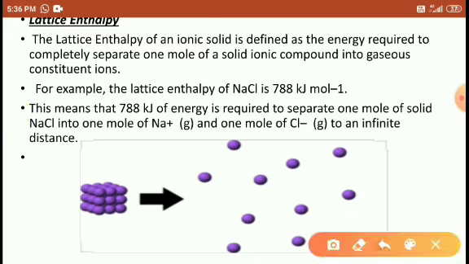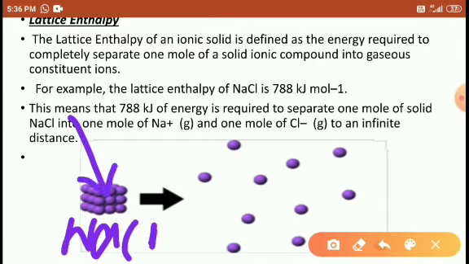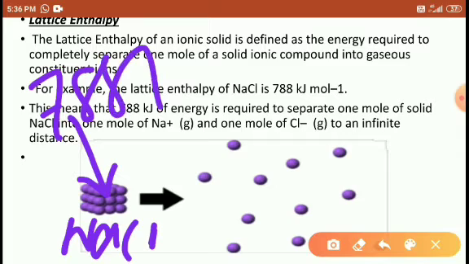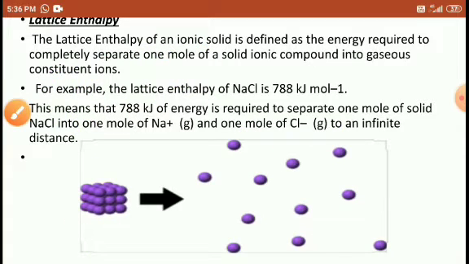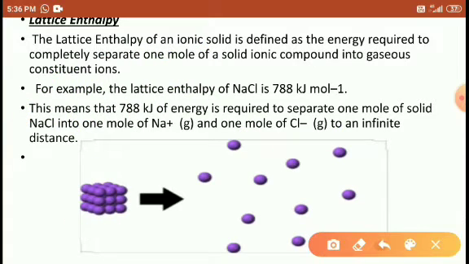It means, friends, think that this is the NaCl crystal. If we want to separate these NaCl crystals, how much energy do we have to supply here? We have to supply 788 kilojoule per mole of energy. Then all the particles get separated. Students, that is what we call the lattice enthalpy.